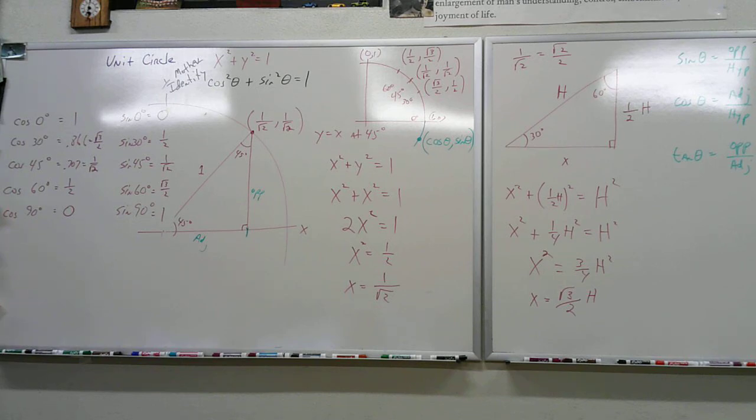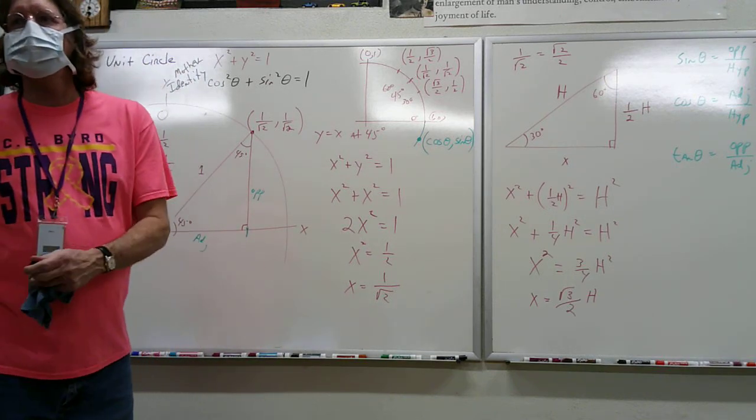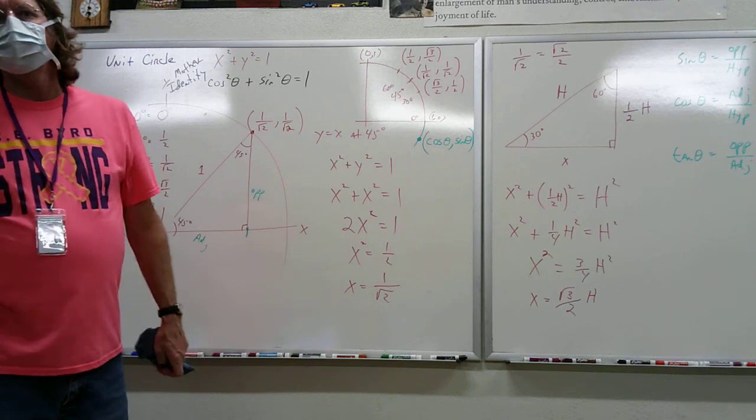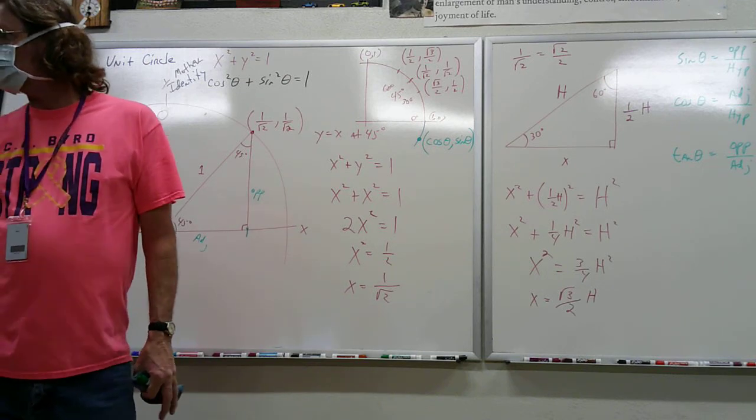A mother identity, cosine squared theta. And why does that work? Because cosine is the x value and sine is the y value. And we based all this on the unit circle. Does anybody have a guess what all of these functions are called? We've taken something, we create a function that we've named, has a definition.